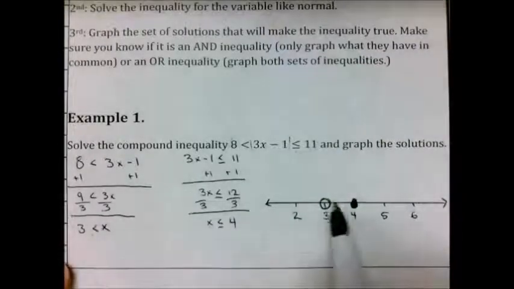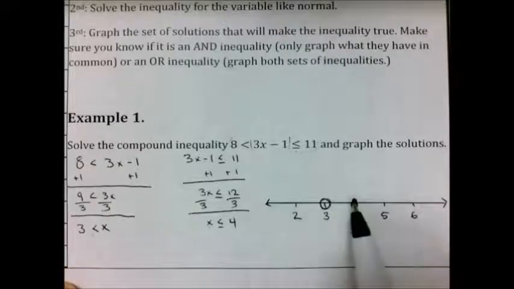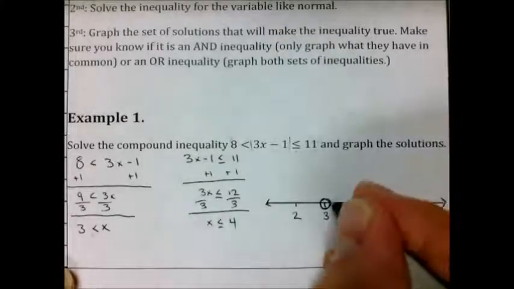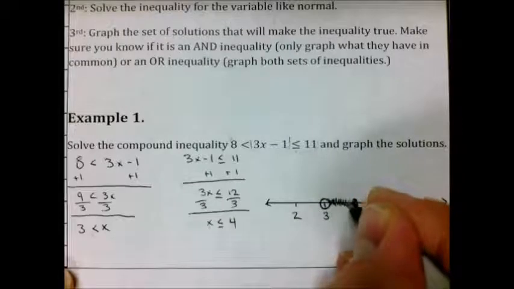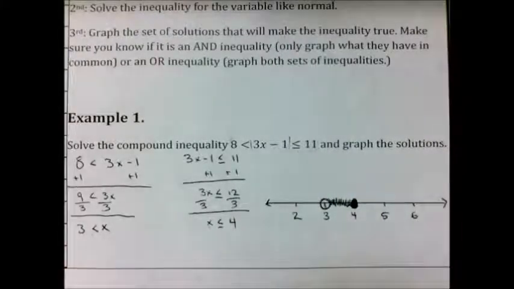X is greater than 3, so that would be this way, and x is less than or equal to 4, which would be this way. But we only want the point in which they intersect, which is just that little spot in between them. And that's how you would graph an inequality that is an and inequality.